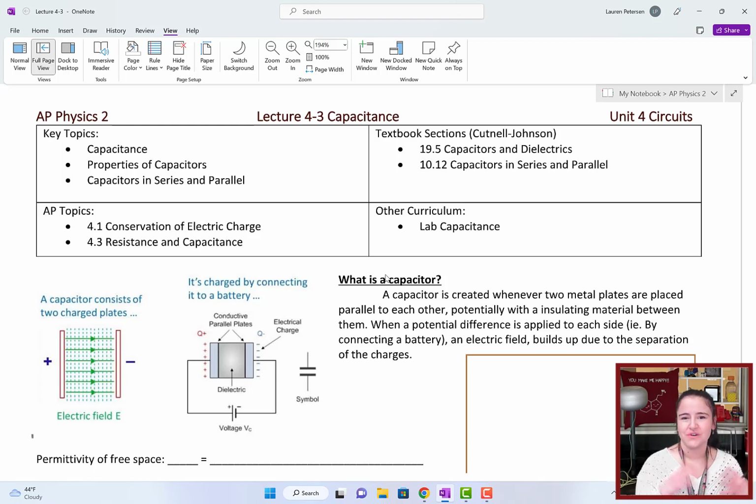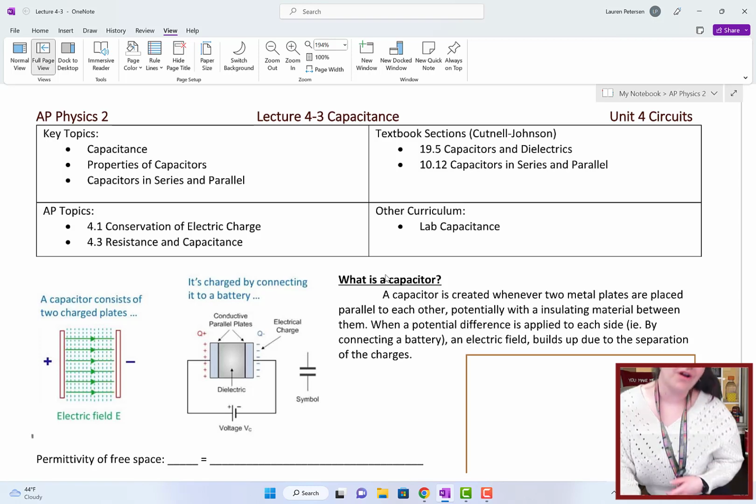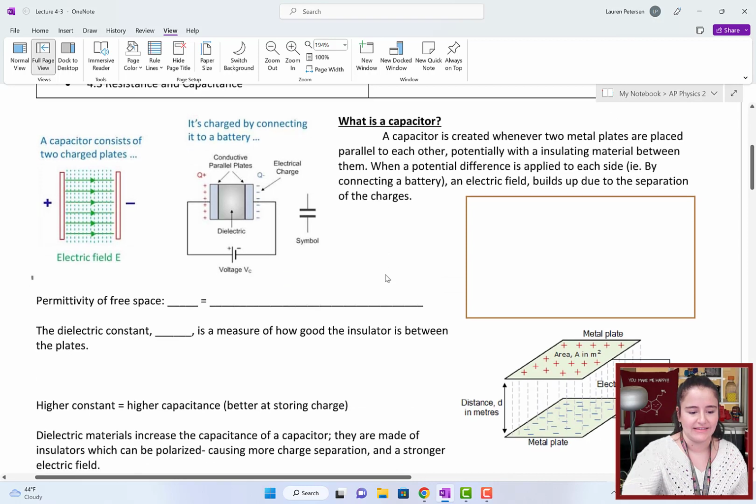So this is the lecture where we're going to put our electrostatics knowledge together with our circuits knowledge and the properties of capacitors. We'll also look a little bit about capacitors in series and parallel and capacitor-only circuits. So before we get into it, let's talk about what a capacitor actually is.